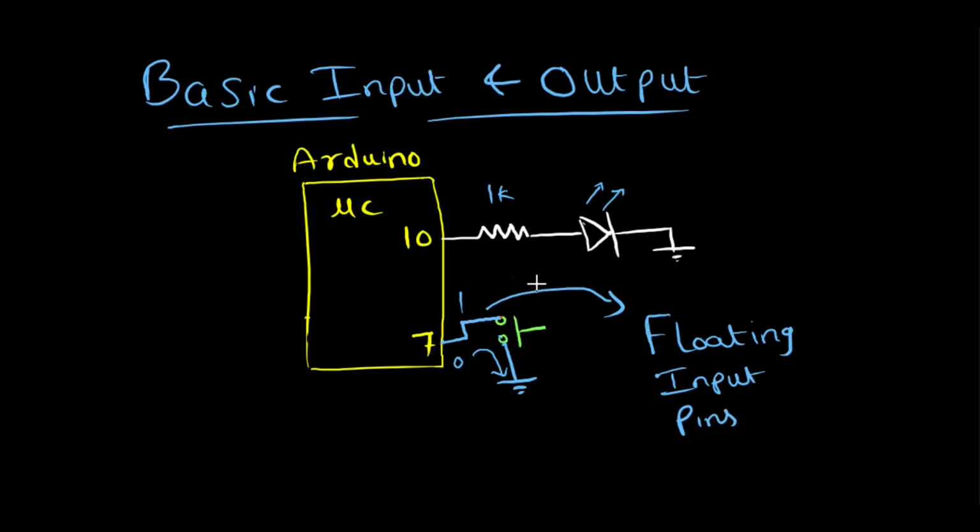The Atmega 328 microcontroller, which is present on the Arduino Uno board, provides a very good feature called the internal pull-up resistor. What this means is that through the program you can enable a pull-up resistor for pin number 7.